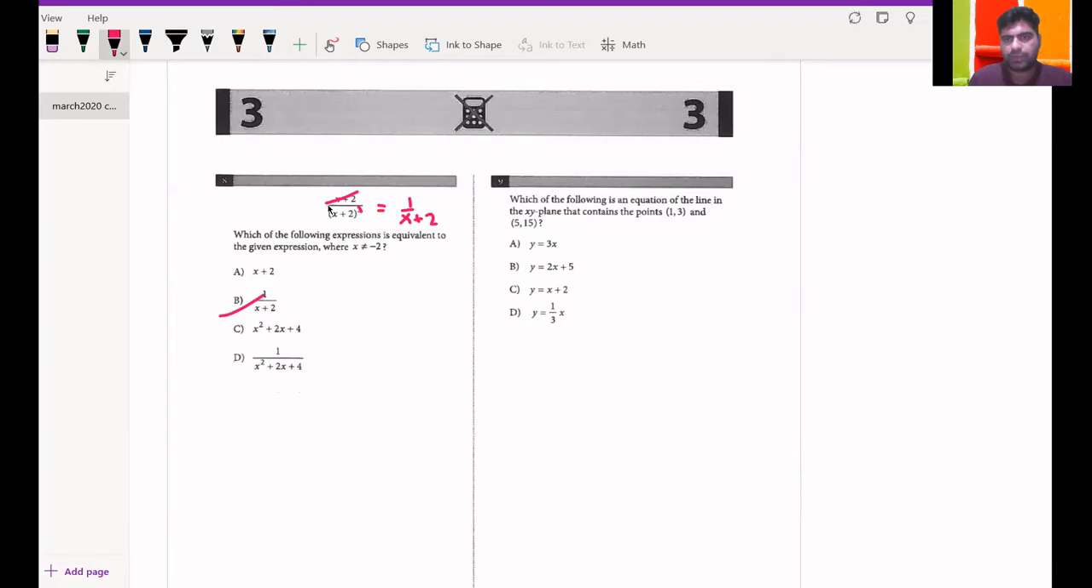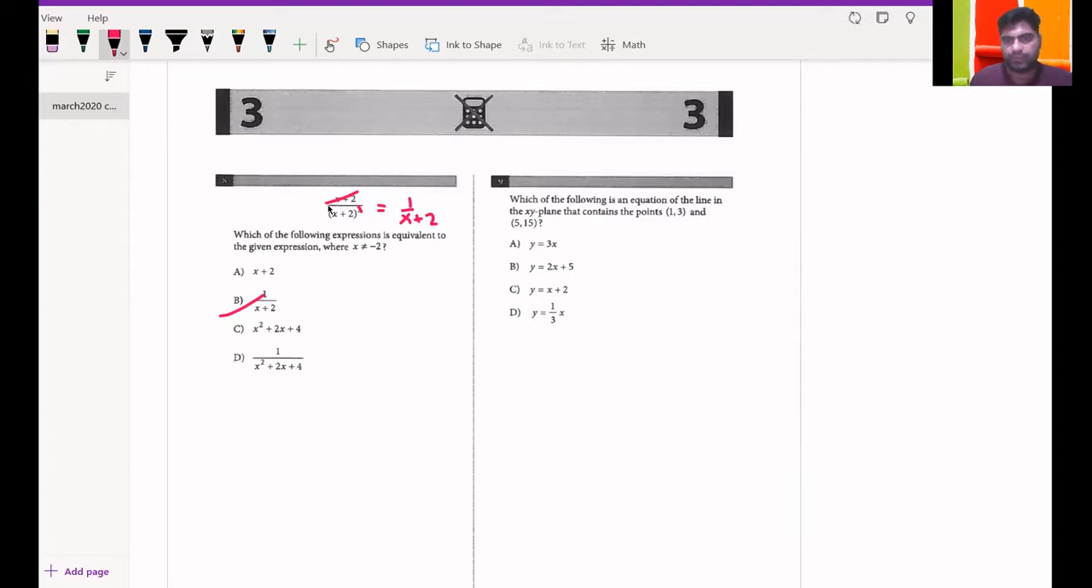Which of the following is an equation of the line in the xy plane that contains (1, 3) and (5, 15)? Again, you can plug these values into each of the options. If I plug in 1 here, I'm getting y as 3, so it works. If I plug in 5 here, I'm getting y as 15, so it works. It could be A. Let's check.